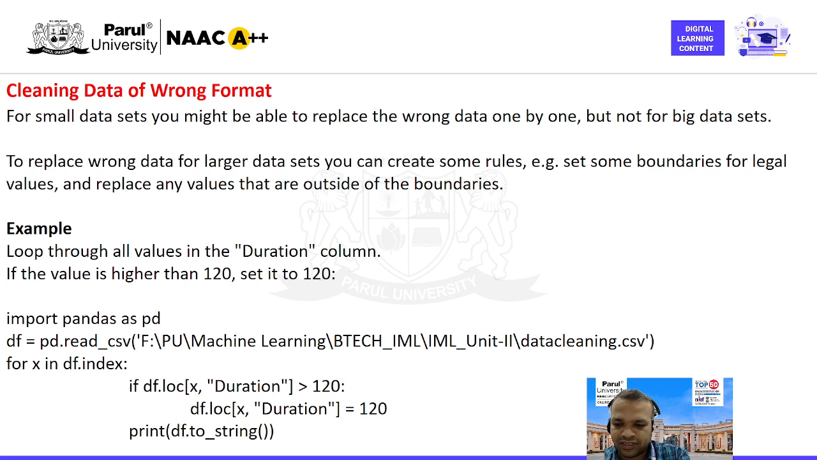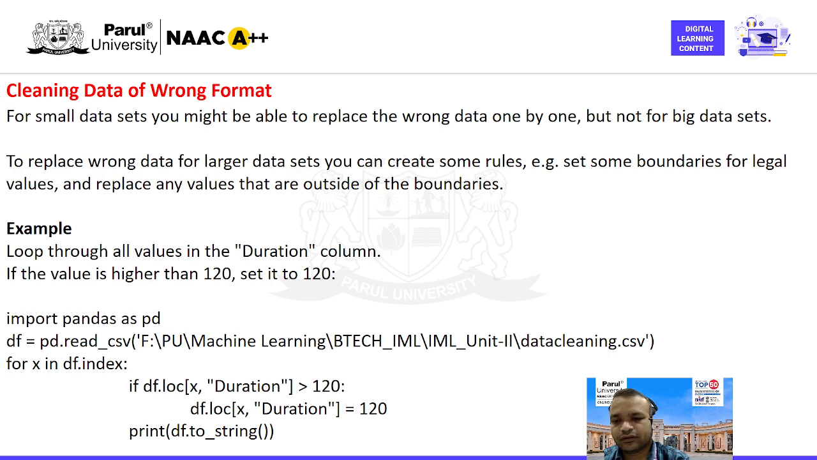So if df.loc, that is df location, in the bracket x is having the index, where the duration column we want to search, duration greater than 120. Okay, try to understand this logic. If df.loc, that means location where we want to store the location in the x variable. In which column? Duration column.